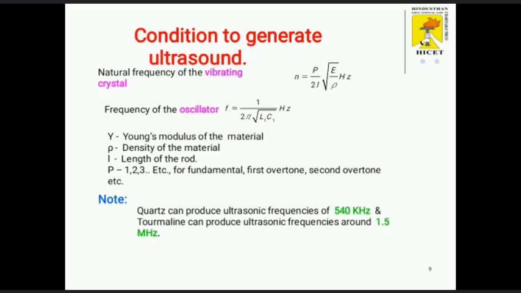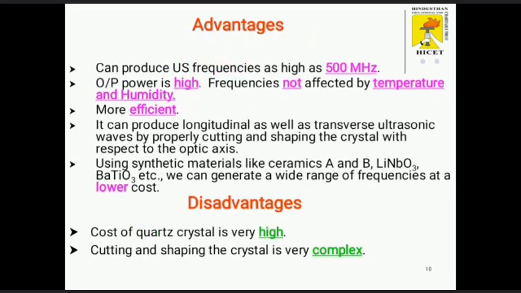Okay, next, quartz can produce an ultrasonic frequency of 540 kilohertz and tourmaline can produce ultrasonic waves of around 1.5 megahertz. What are the advantages of this piezoelectric effect?